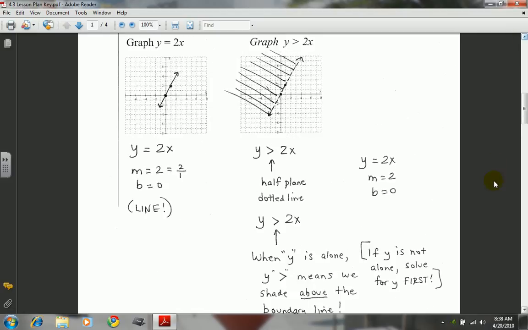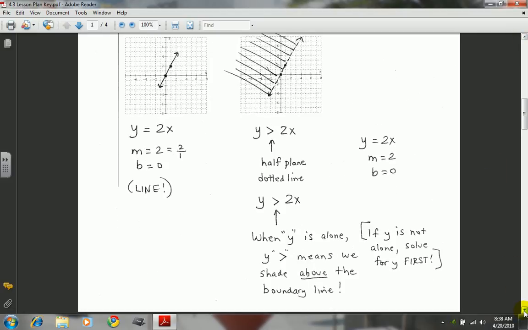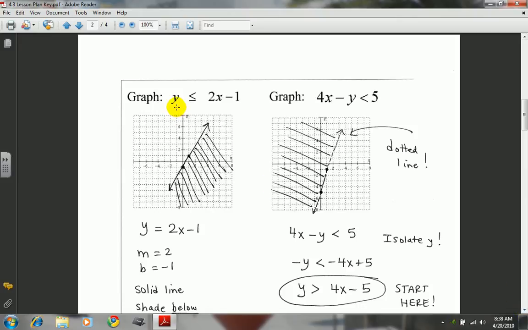Okay, let's make sure I'm on the next. There we go. All right, suppose I'm going to graph y is less than or equal to 2x minus 1. y is already alone. I kind of tell a white lie and pretend it says equals. I start with the boundary line, y equals 2x minus 1. m is 2, b is negative 1. We know the line is solid because of the less than or equal to, and less than means we shade below it.